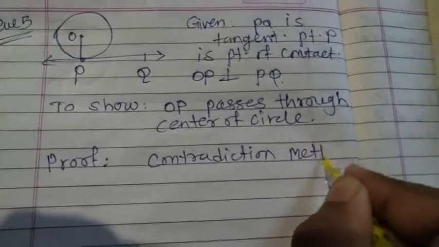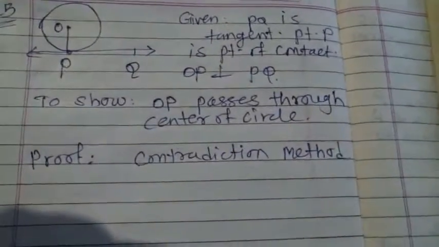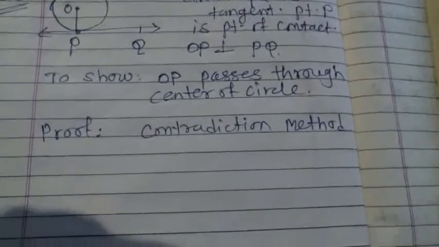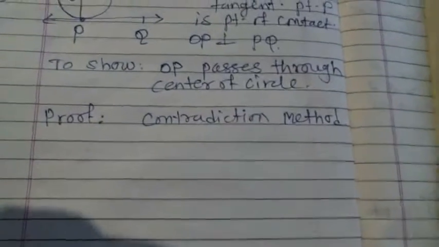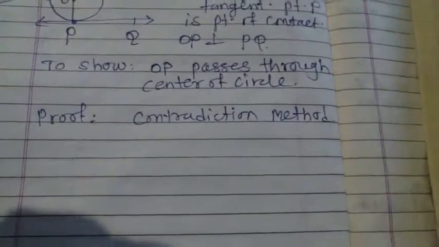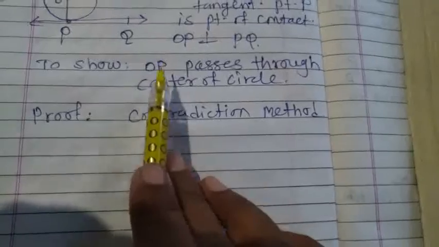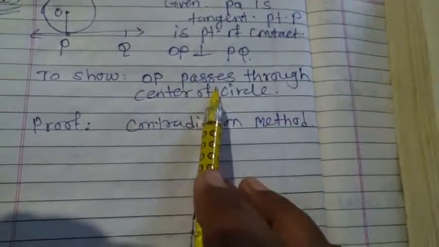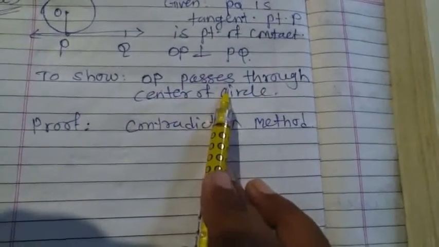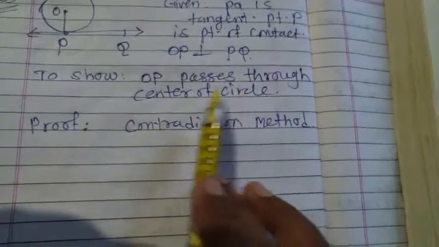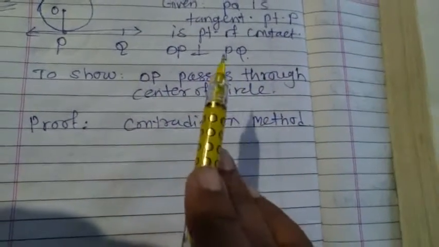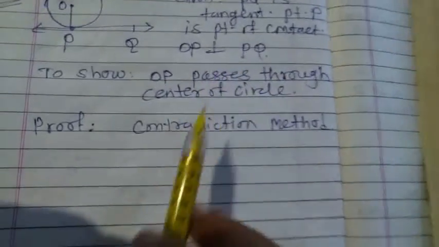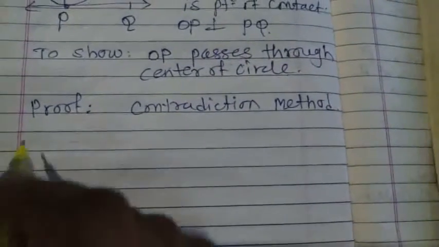This method is used in chapter 1 to show root 2 and root 3 are irrational numbers. In those questions we use the contradiction method. Contradiction method means we have to consider the opposite statement of the proof. OP passes through the center of the circle, this you have to prove, so you will consider its opposite statement: OP does not pass through the center of the circle, and you have to prove what you considered is wrong, meaning your statement is wrong. That is the contradiction method.